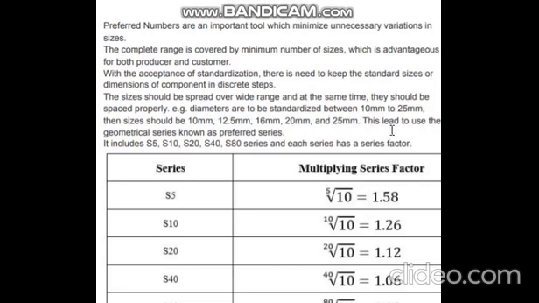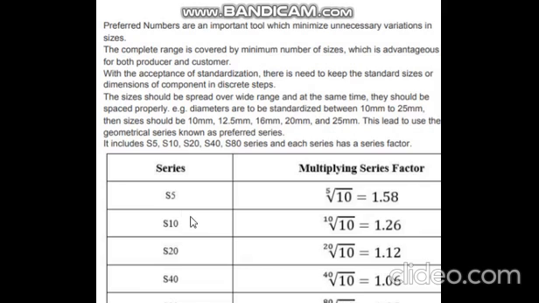See, this leads to the use of the geometrical series known as preferred numbers. Yeah, in the previous thing that I have shown, it was shown as R5. Here it is shown as S5. I think more commonly they use R5, R10, like this only.